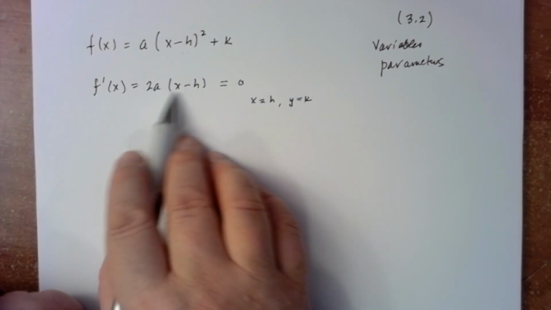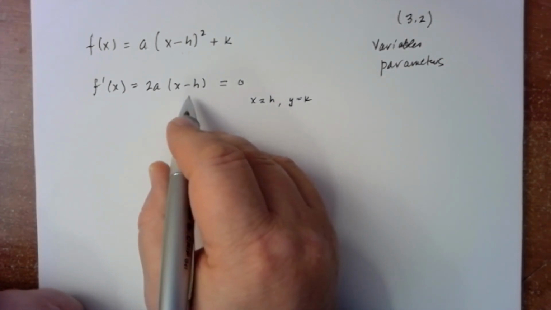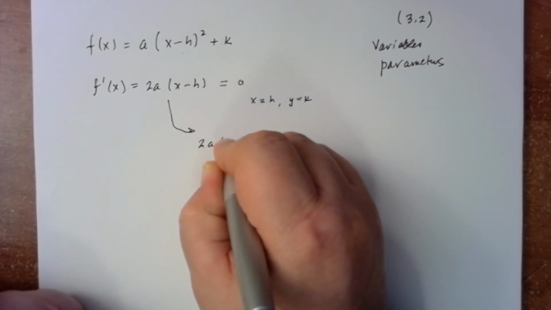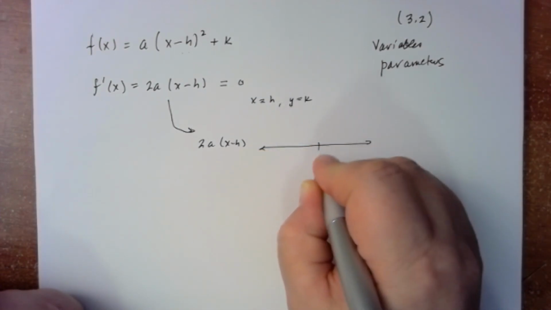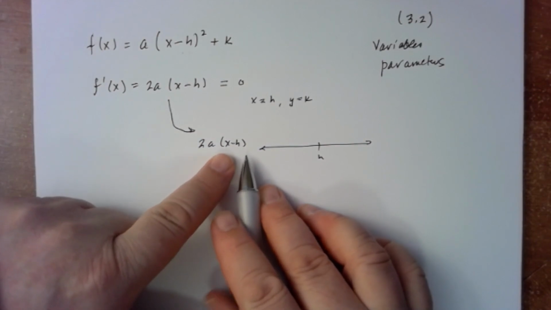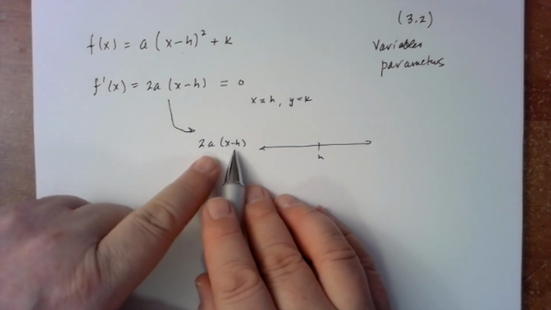And so you can see that the derivative, the a value, also controls if the derivative will be positive or negative, along with the h. Because if you were to do a sign chart on this, what would it look like? 2a times (x minus h), so at x equals h. If x is smaller than h, then this is going to be negative, and so our derivative is going to depend on whether a is positive or negative.